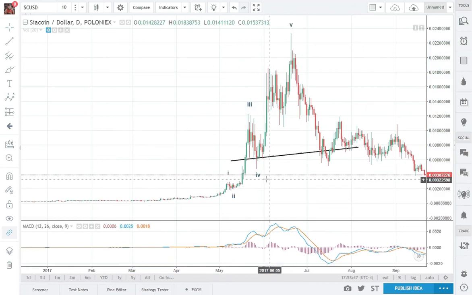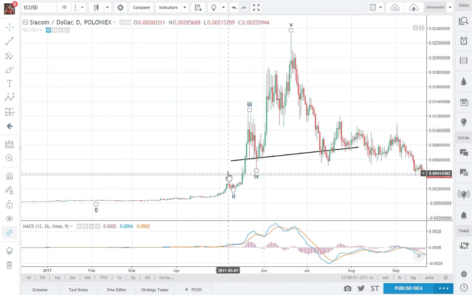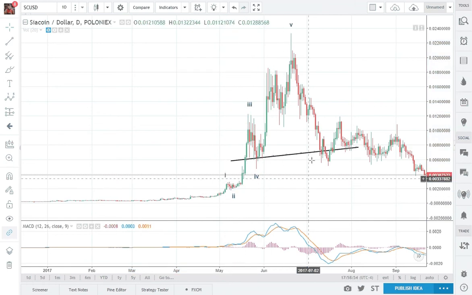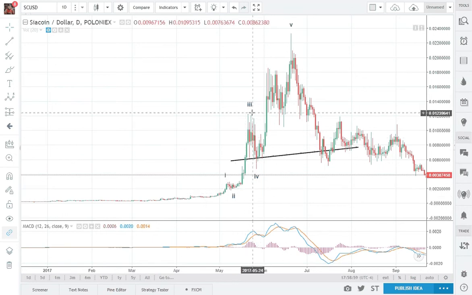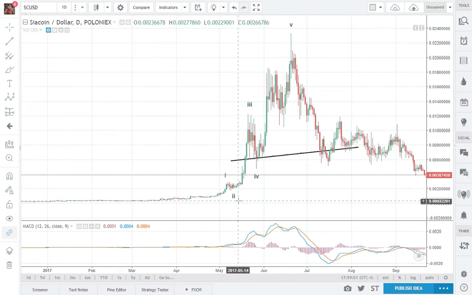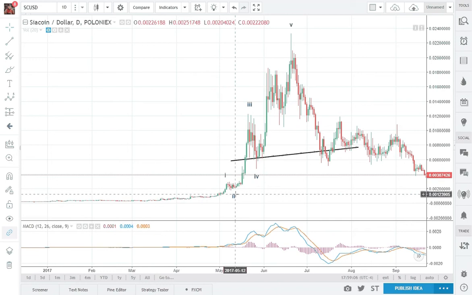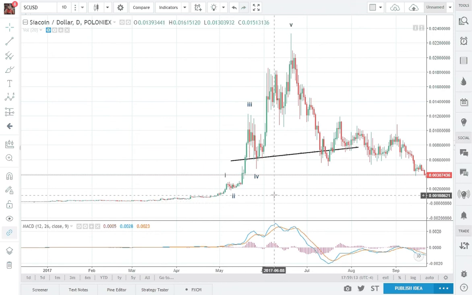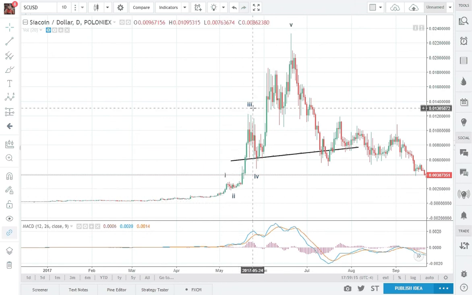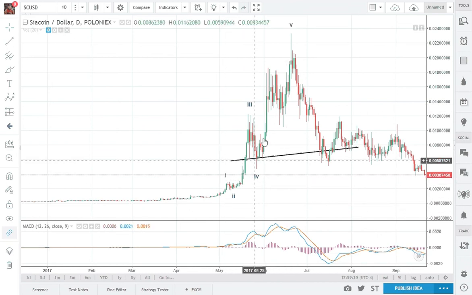3 and 4. The bottom of 4 does not overlap with the peak of 1. Check. Wave 3 is not the shortest. Correct. Compared to wave 1, it's shortest in height and price, not in duration and time. And that's an important differentiation: shortest in the height of price, not the duration of time. So 1, 2, 3, 4, 5.